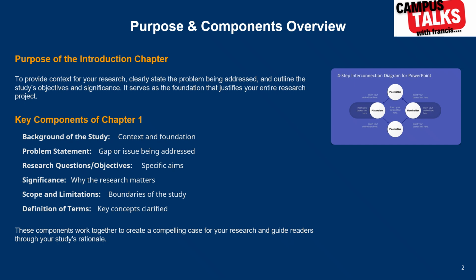What are the key components of this chapter 1? So this chapter 1 has some, I would just say, sub chapters under it. So you're going to have background of the study, and then you're going to have your problem statement, your research questions, your research objective, and then you have your significance. For some people, you see something like justification.